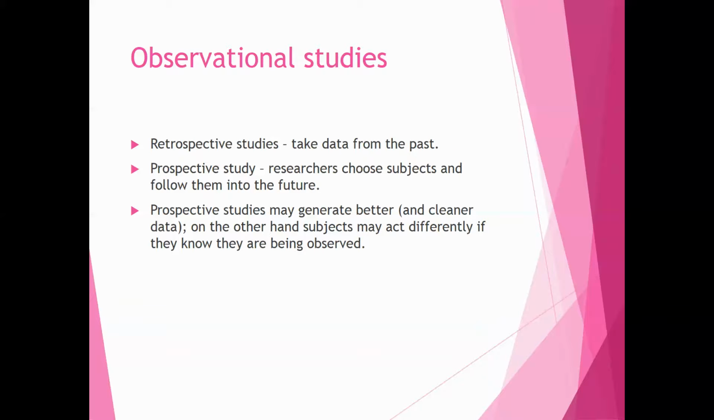Okay, there are a number of kinds of observational studies. So a retrospective study takes data from the past, and that can be very convenient because you can get a whole bunch of data all at once. In a prospective study, researchers choose their subjects and follow them into the future. Prospective studies may generate better and cleaner data because you can gather it as it's happening rather than relying on records or on memory. On the other hand, subjects sometimes act differently if they know they're being observed.